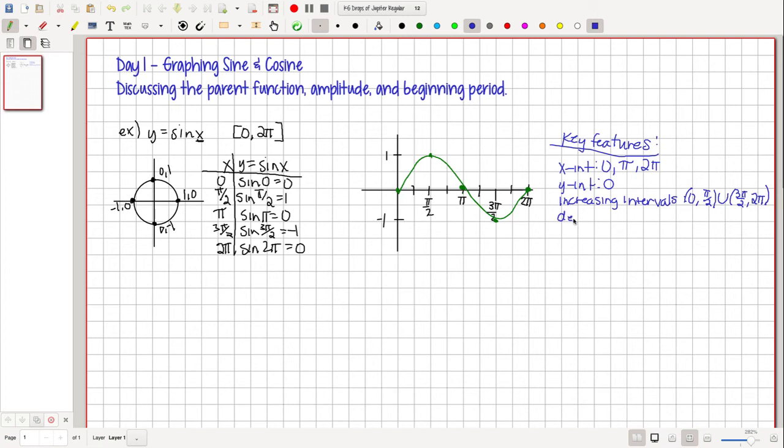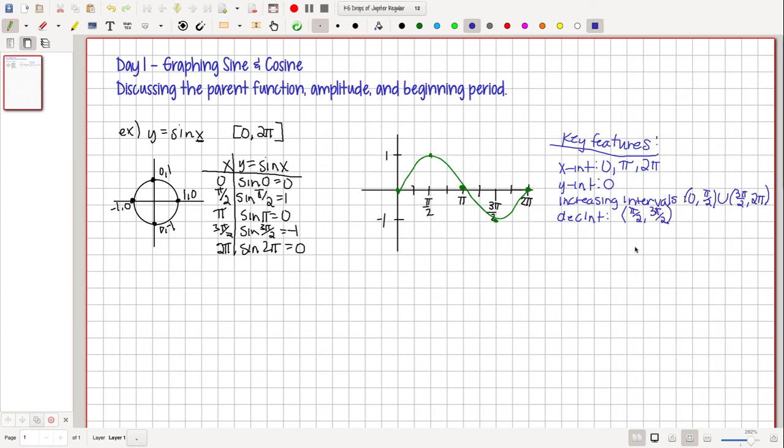Okay, decreasing intervals. And there is only one decreasing interval. It would be from pi over 2 to 3 pi over 2 because it's going down. So pi over 2 to 3 pi over 2.